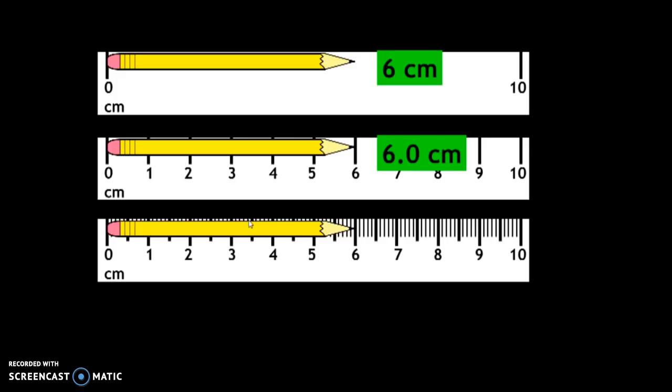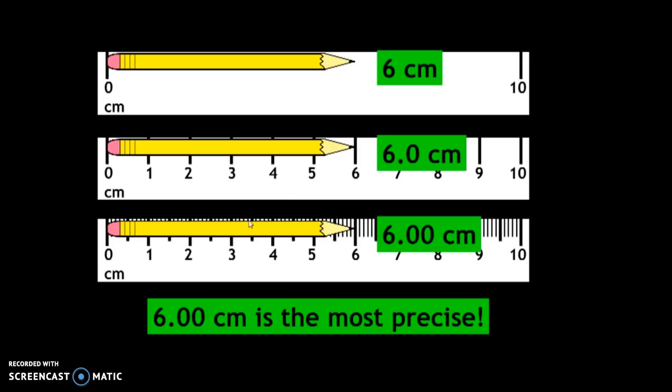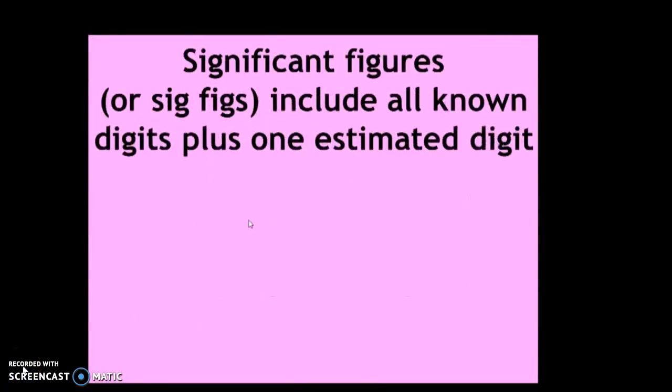So can you guess, from this third ruler, if we're going now out to the 100th place with our final digit, this particular pencil on this ruler would be measured as, hopefully you said, 6.00 centimeters. Okay, so that is the most precise of the 3 measurements. I'm not changing the value. It's still considered 6 on a calculator, but in a science class, 6.00 is a different number than 6.0 or just 6. And that leads us to our next discussion, which is we'll be talking about significant figures.